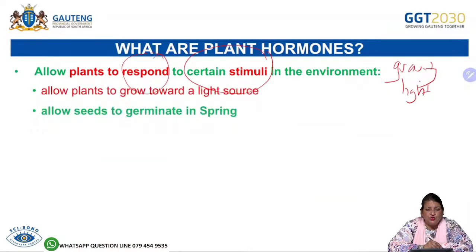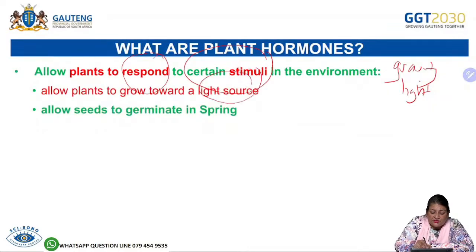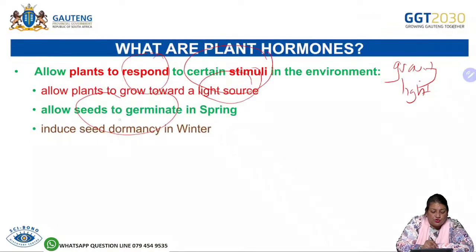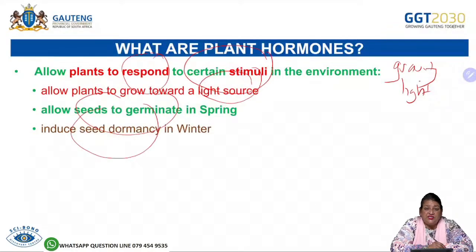We're going to know the functions of each hormone just now, but now we're just giving a general overview of what plant hormones do. They allow the plants to grow towards light. They allow seeds to germinate in spring. They also cause seed dormancy in winter, where seeds are inactive or dormant. They do not germinate in winter.